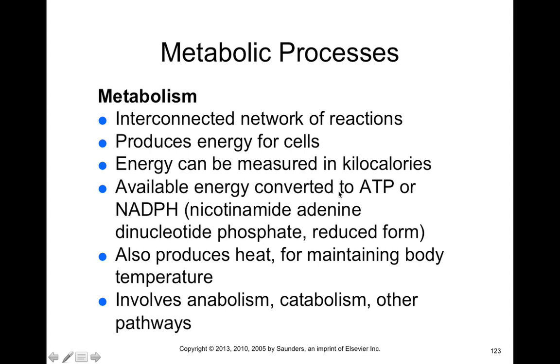Now, available energy is converted to ATP or NADPH, and it also produces heat as a byproduct. So when you use chemical energy, you don't get all the energy in that chemical bond. Some of that energy from the chemical bonds breaking is lost as heat. In fact, a majority of it's lost as heat. You actually only use about 40% of the chemical energy in ATP. The other 60% of the energy gets lost as heat, and that heat dissipates away from our body as infrared radiation.